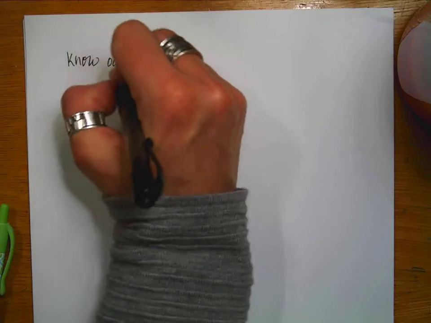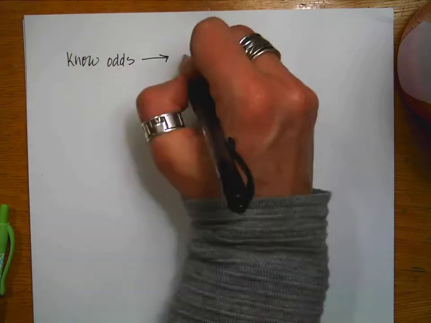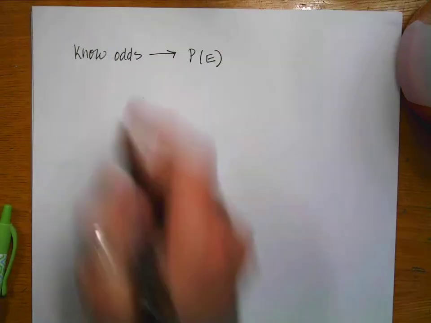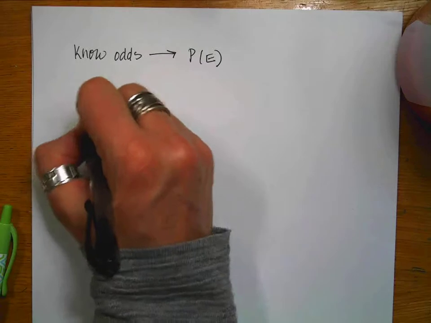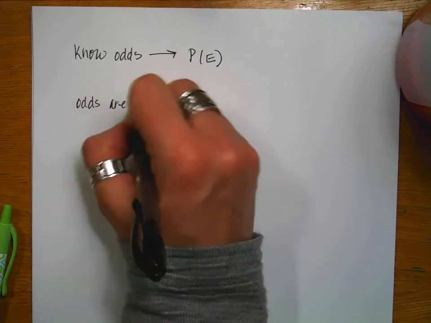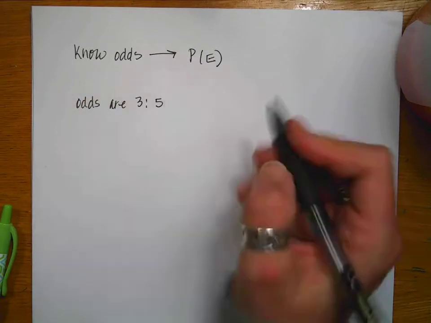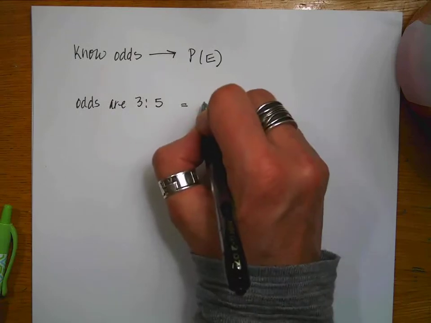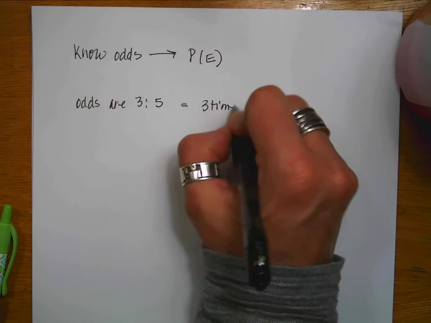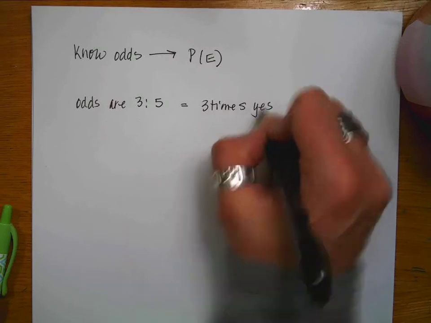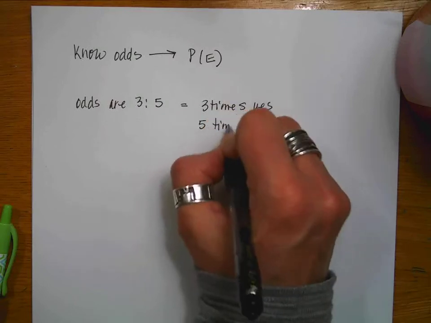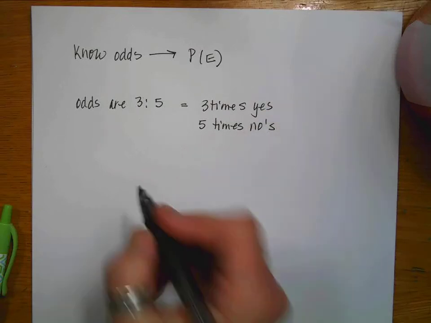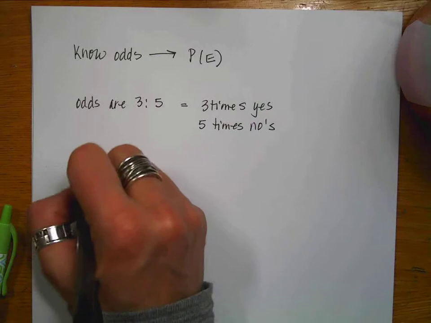So let's say this is our last little bit of information that I want to go the opposite direction. So what if I know the odds and I want to find the probability of an event? Okay, so let's say that the odds are 3 to 5. Okay, so that means that it is 3 times for the yes and 5 times for the no's. Okay.